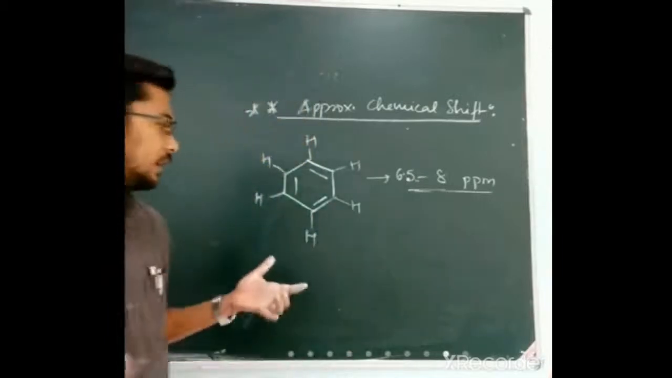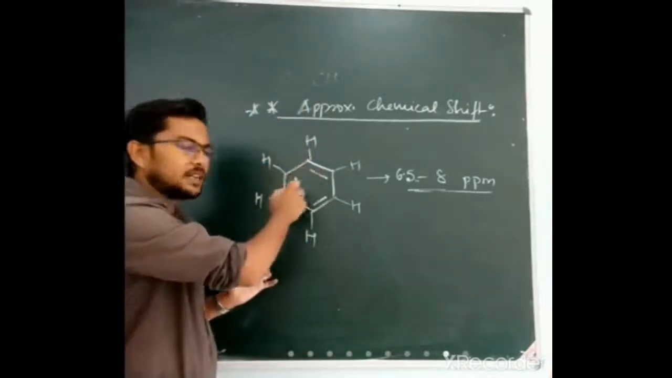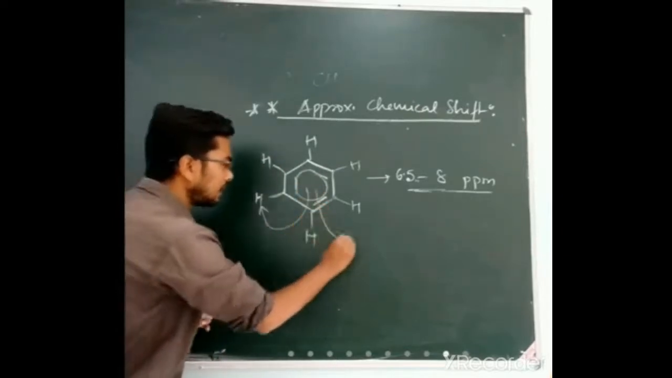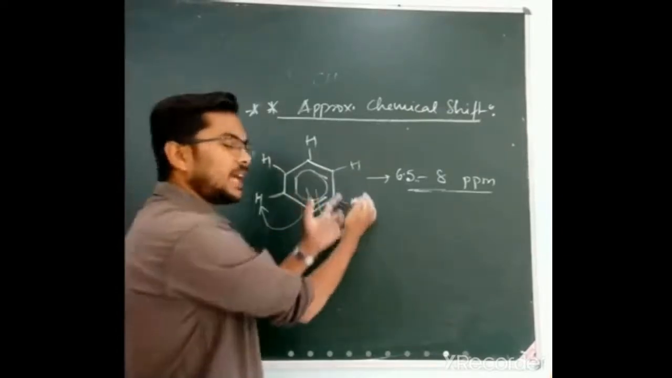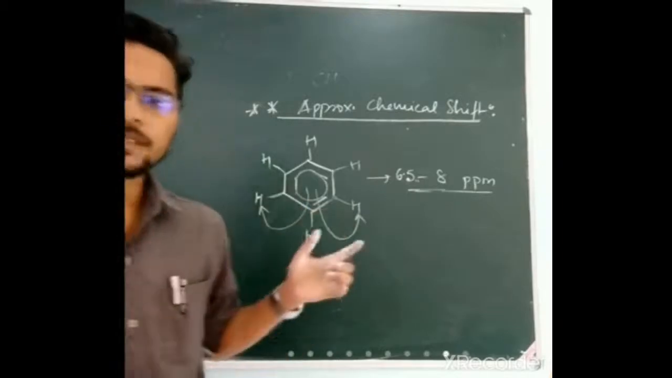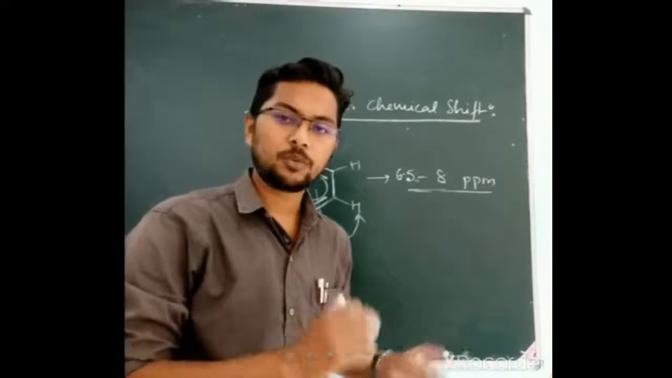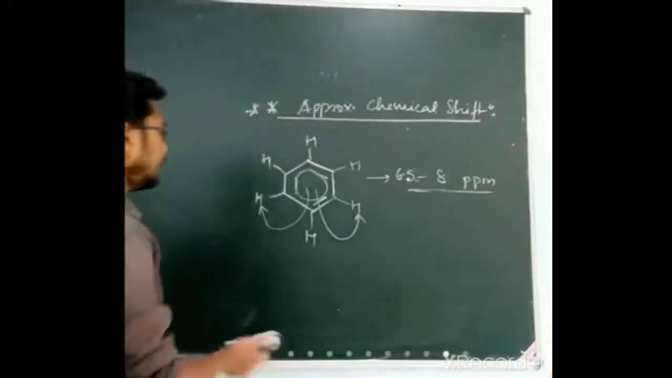Again, an anisotropic effect, ring current effect. There is this ring current here. It will generate a magnetic field which will now align with the external magnetic field, and since it is aligning, your chemical shift value goes downfield.